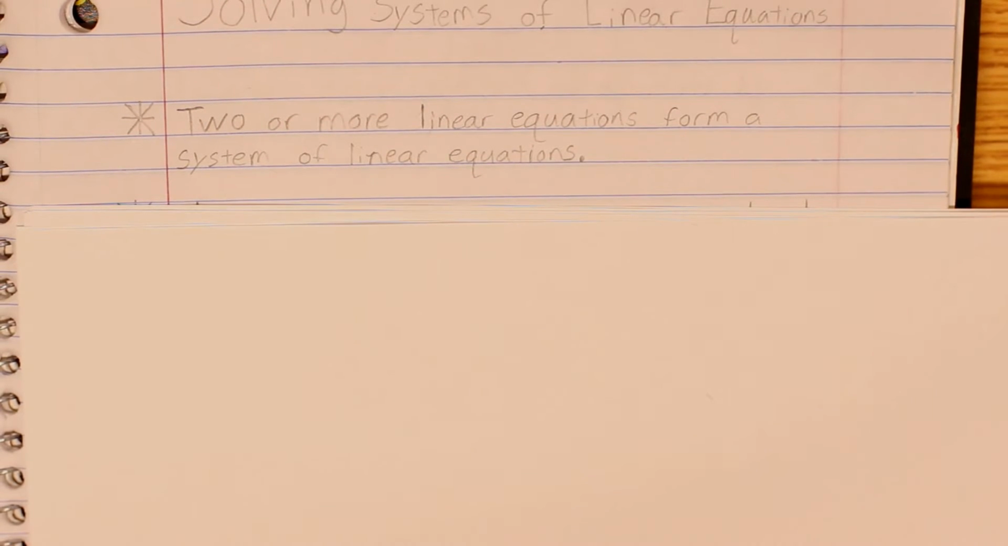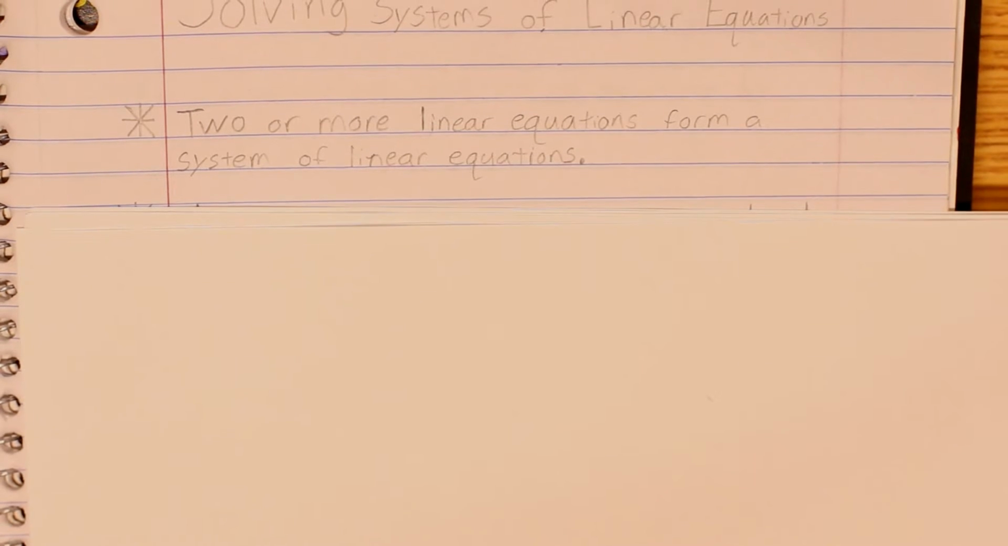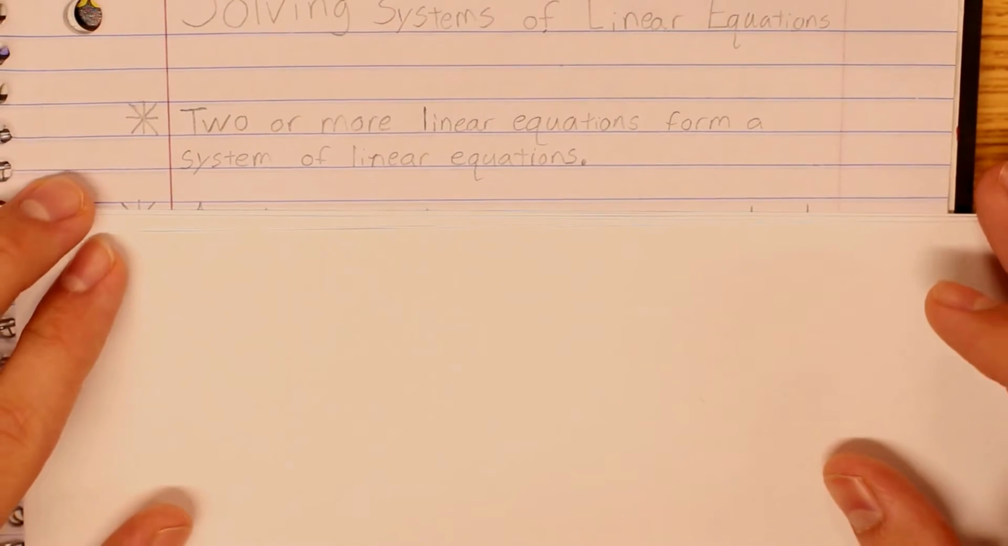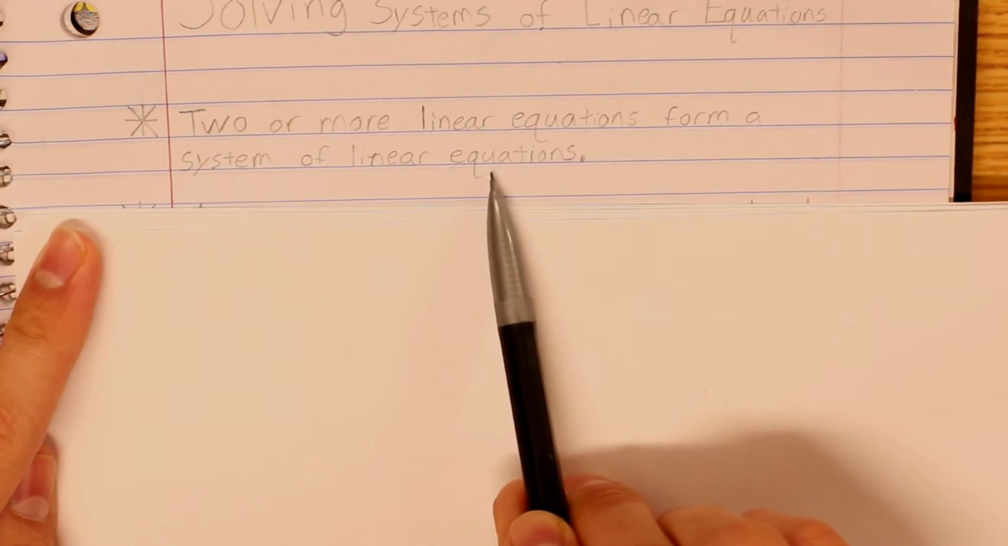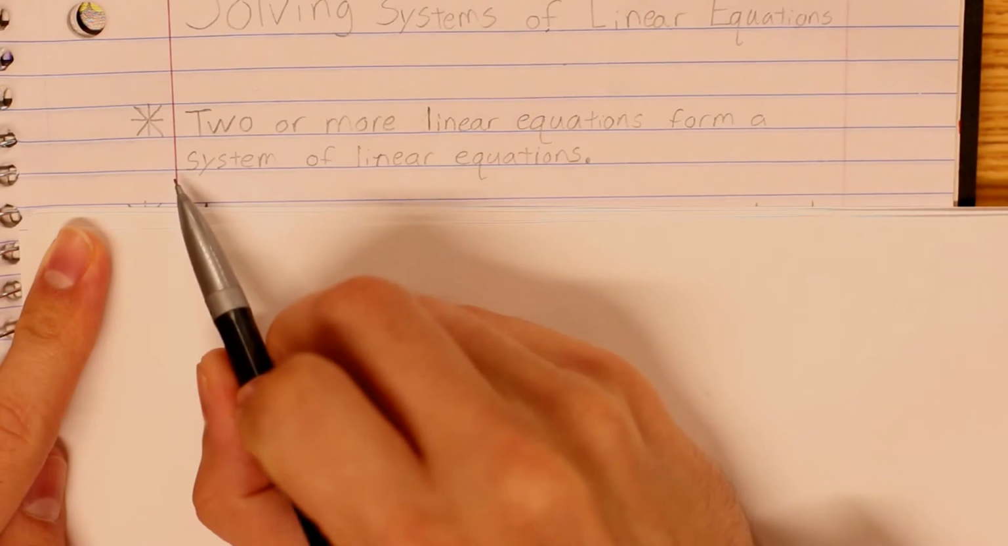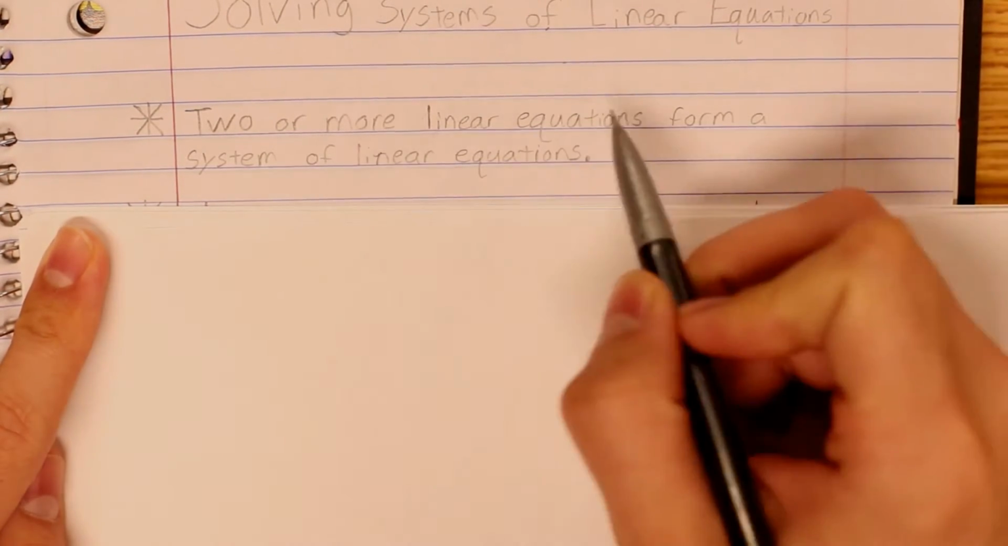Two or more linear equations form a system of linear equations. So, you got to have two or more of these linear equations that we've used already, and they form a system. Okay, that's one definition, and that's the definition you could say for systems of linear equations. So you could underline this word or highlight it or something.